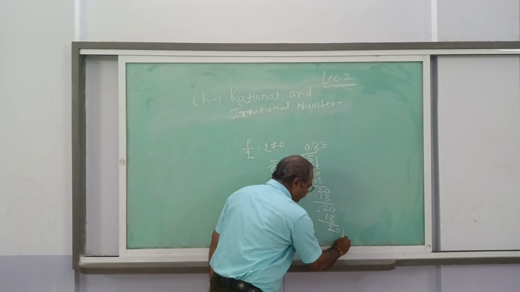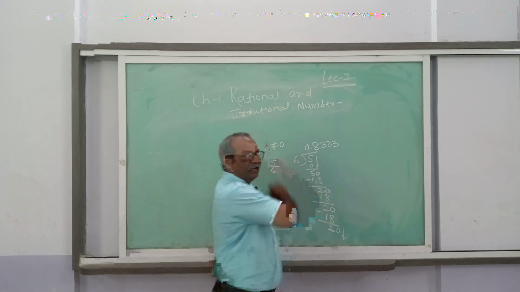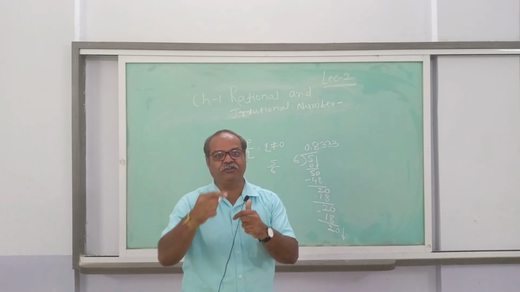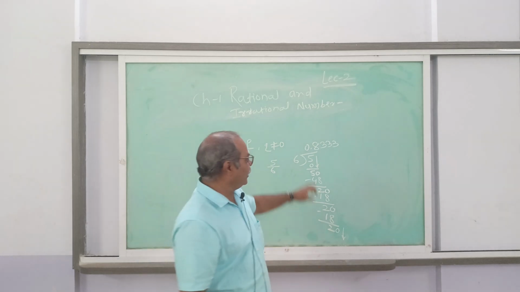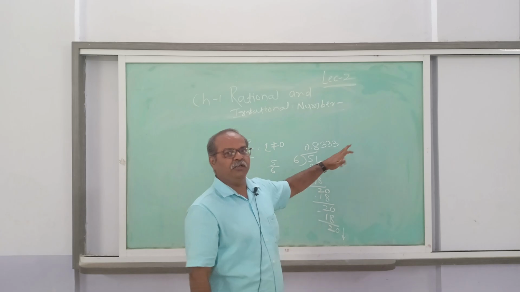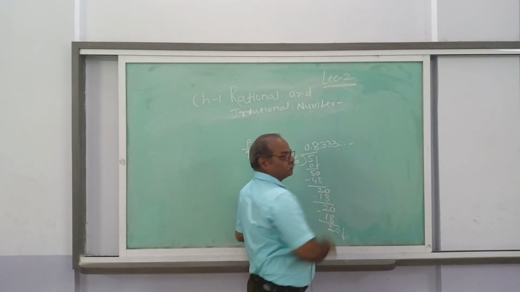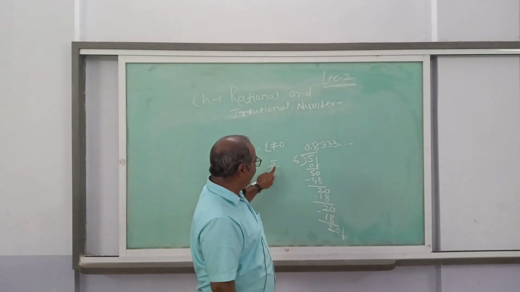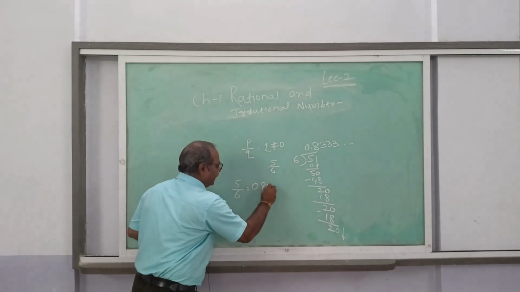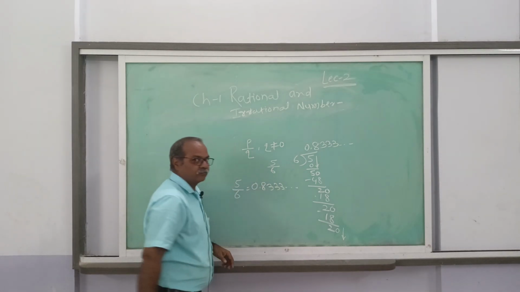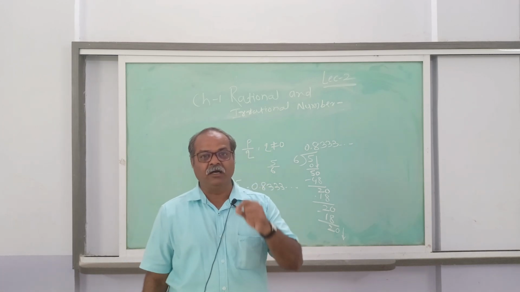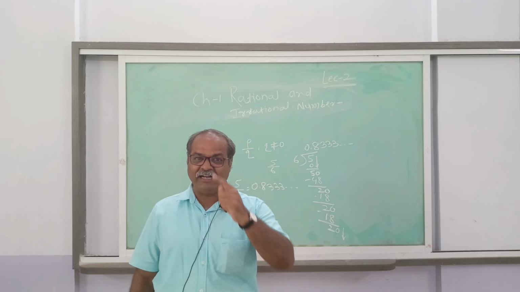Again and again. Now what happens here? The remainder continuously has the same form, that is 2, and your quotient is 0.8333 and so on. So 5 by 6 is equal to 0.8333 and so on. We remember our definition of a rational number: it is a non-terminating and recurring number.